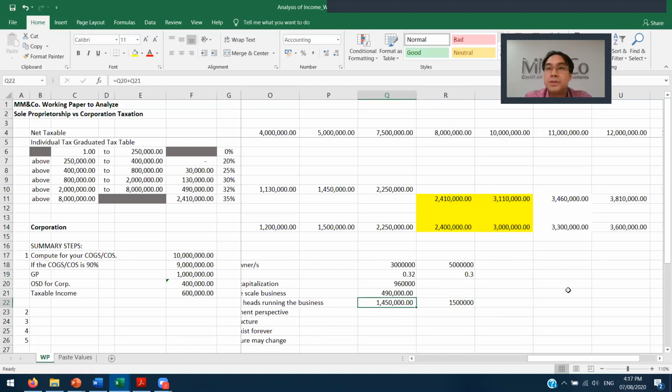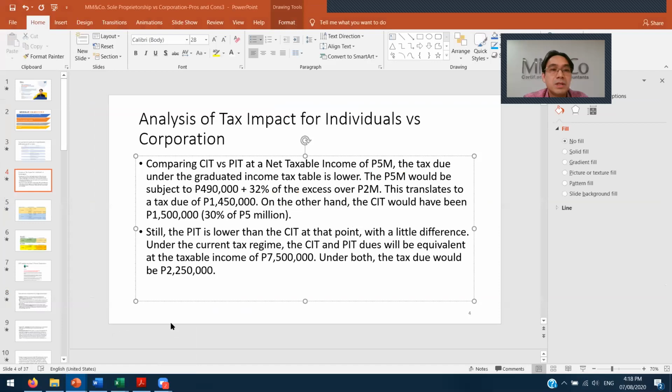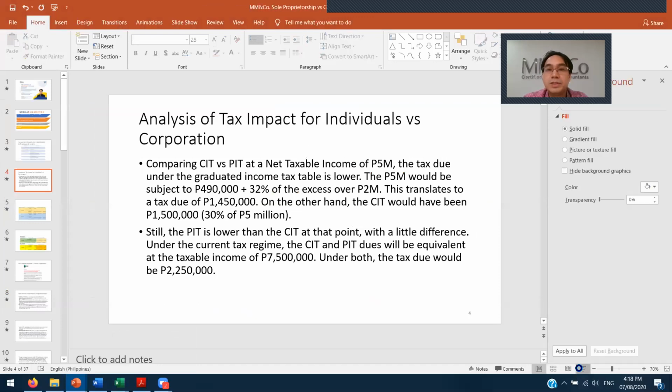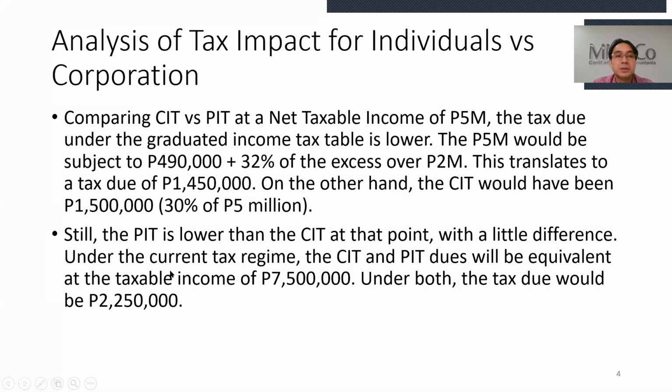Actually, I think more of you are wanting to see the tax impact rather than other qualitative differences we talked about earlier. But okay, nonetheless, if you will compare, then there's a difference of 50,000. So going back to our, nagkamali ako. Yan. To our presentation here, you will see that there is a 50,000 difference. Still, the personal income tax is lower than corporate by 50, with a little difference under the current regime, that the CIT and PIT dues will be equivalent at a taxable income of 7.5.